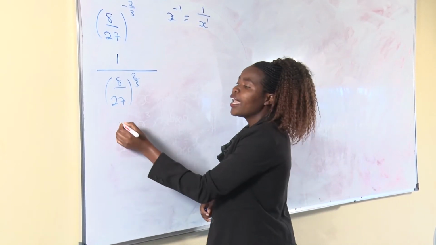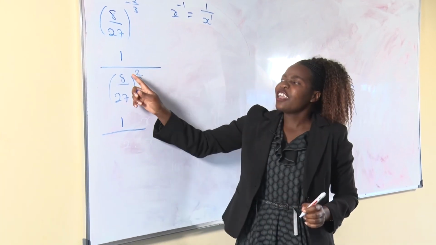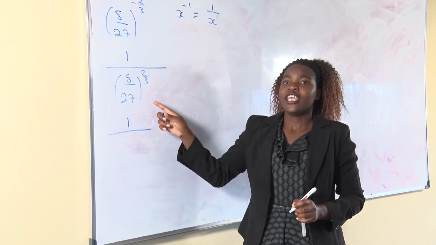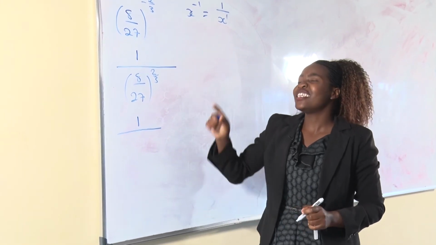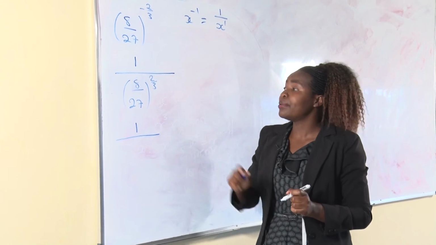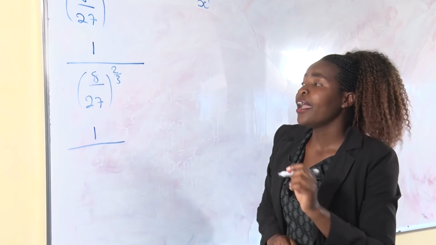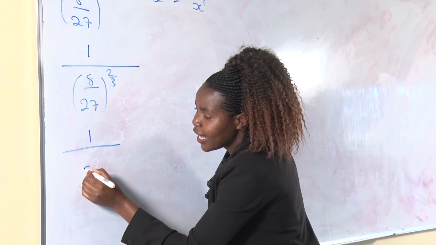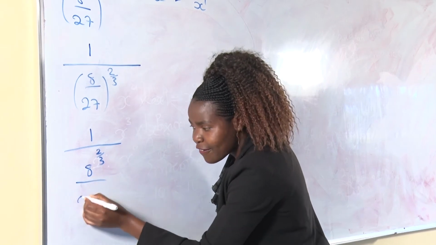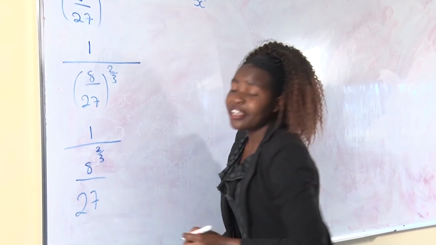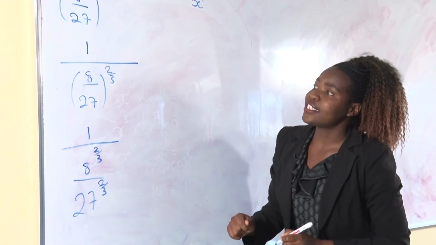It becomes 1 over... Here it means if a number is a fraction and it is being raised to a certain power, the numerator is being affected by the power, as well as the denominator. So here 8 is being raised to the power 2/3, and 27 on its own is also being raised to the power 2/3. Now we can simplify it.